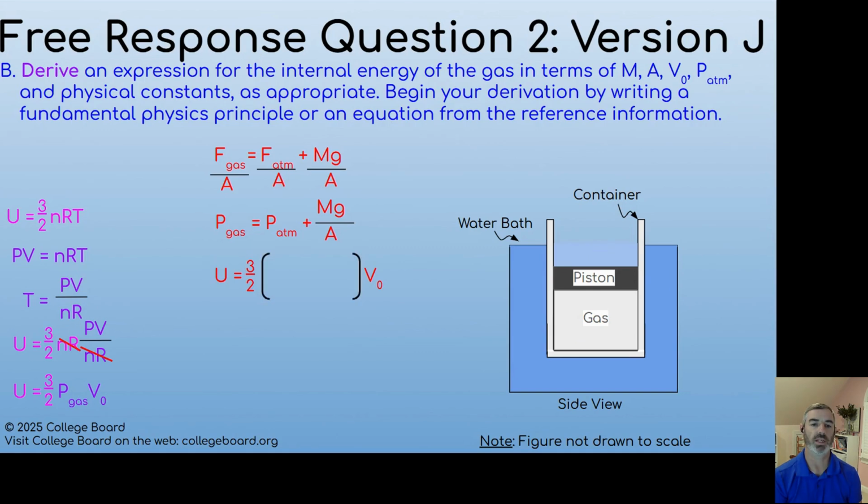So we have U is equal to 3/2 times the pressure of the atmosphere plus mg over A times the initial volume. And this is the value for the internal energy of the gas at this specific situation.